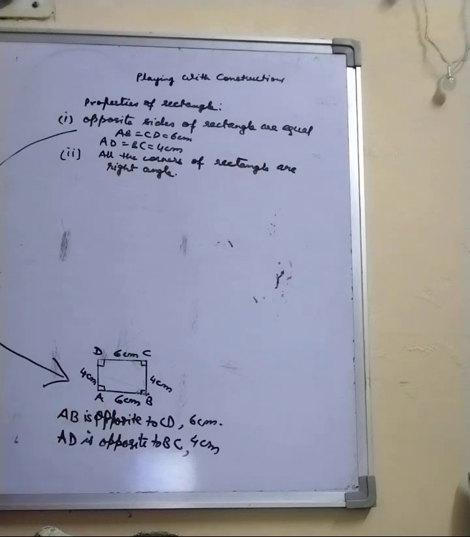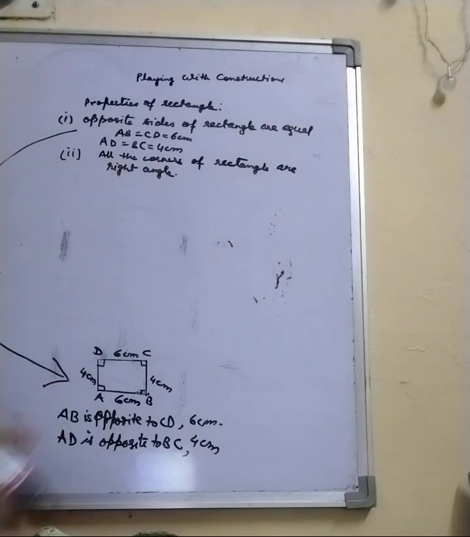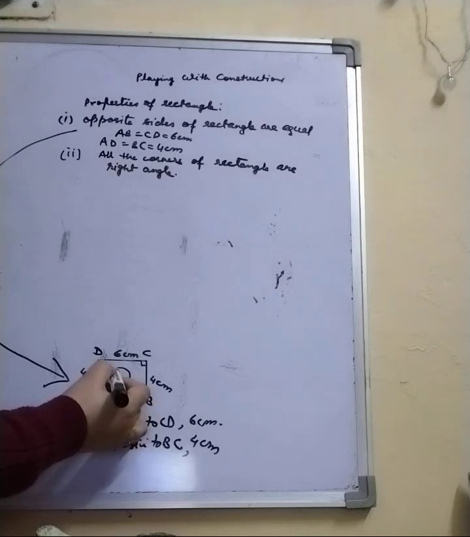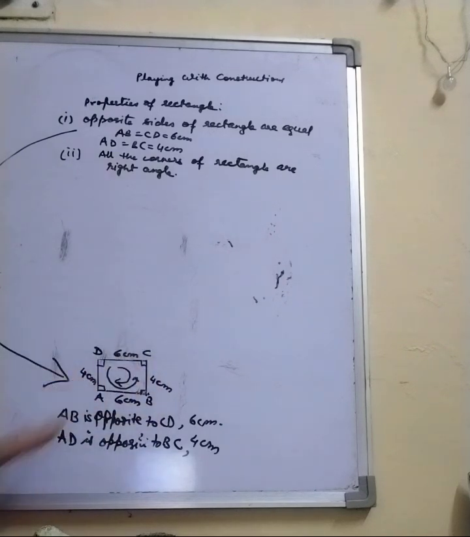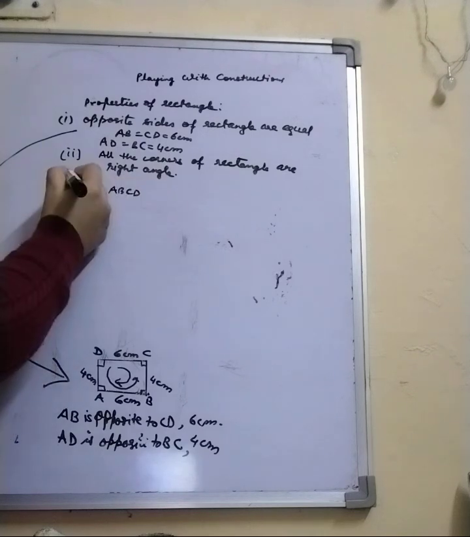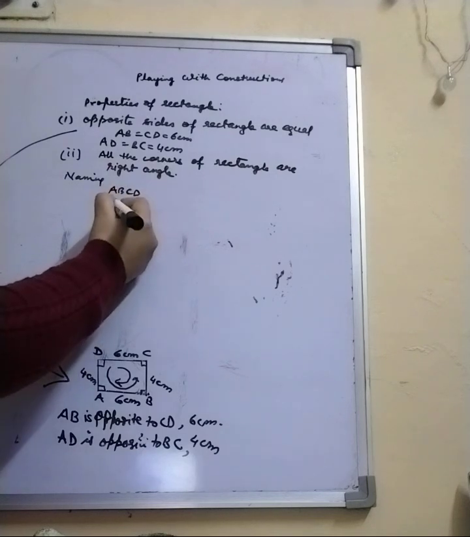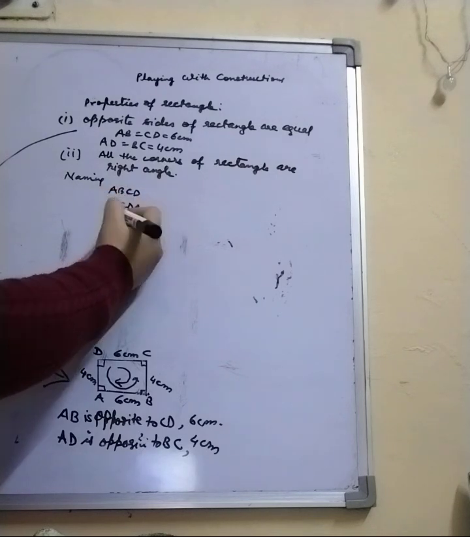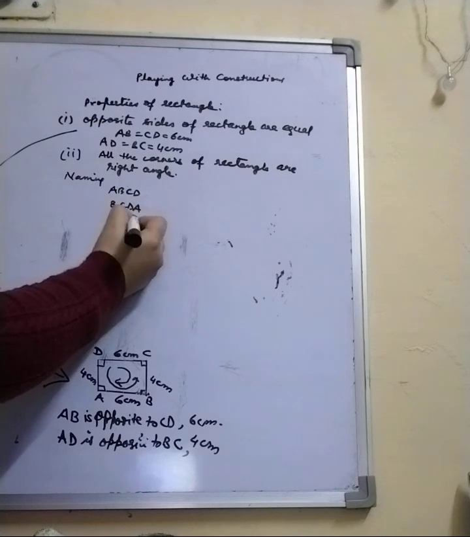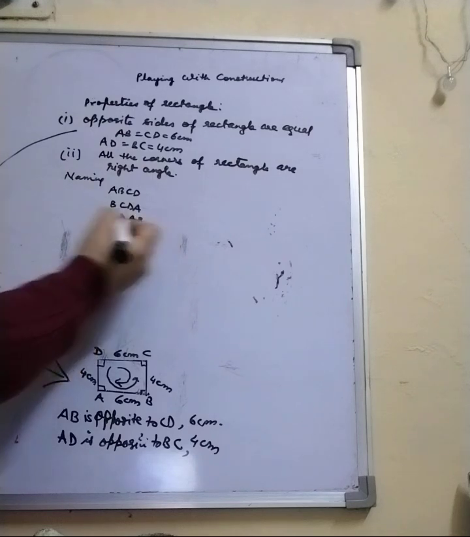Now what are the observations? Again the naming. So naming is similar. Again you don't get confused. Naming of rectangle is also similar to square. Either you go clockwise or you go anti-clockwise. Okay, so that's the same. So here the naming would be A, B, C, D. If we talk about naming A, B, C, D, then you have B, C, D, A, then you have C, D, A, B, then you have D, A, B, C.